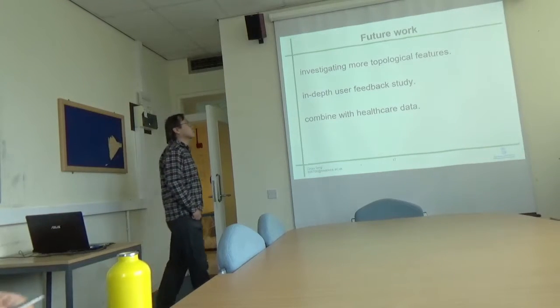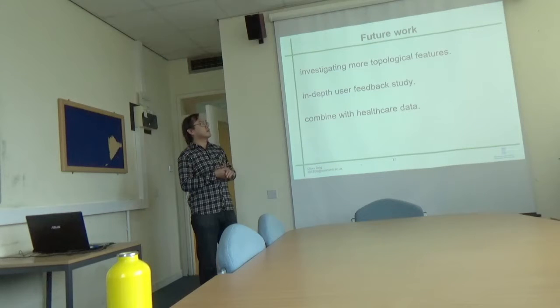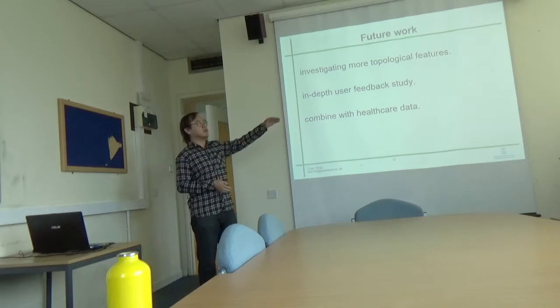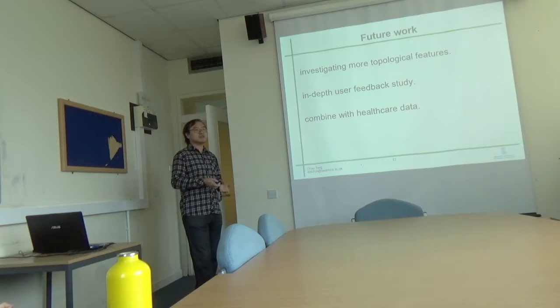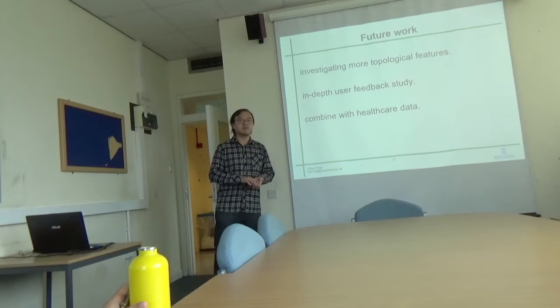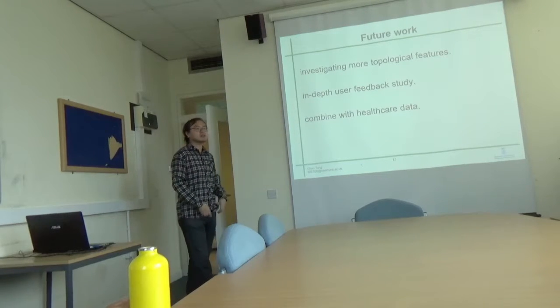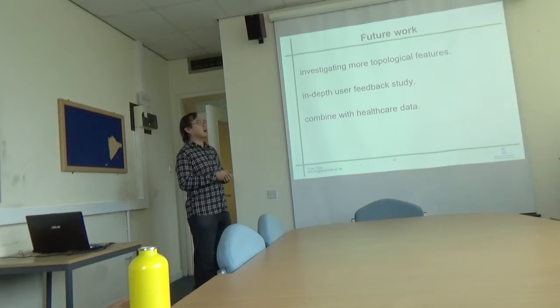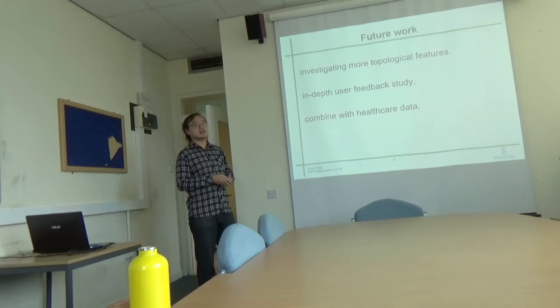And for the future work, we're thinking, first, we should investigate more topological features. As I mentioned, we can introduce some other rivers, or some tree lines, some mountains, some roads, and also we can provide an in-depth user feedback study. Does that help the user to increase the recognizability of the cartogram?